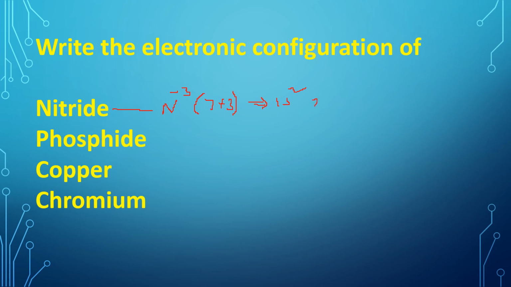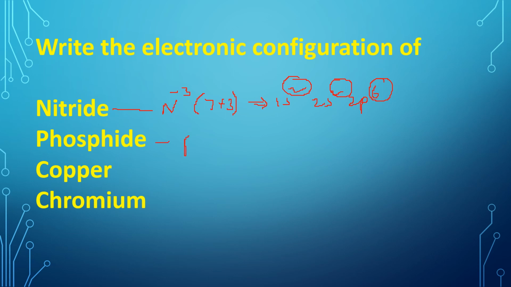So 1s2, 2s2, then 2p6. Yes, here 6 electrons, then 2 electrons, then 2 electrons. Total 10 electrons are filled. So this is the electronic configuration of nitride ion. Nitride means N minus 3.